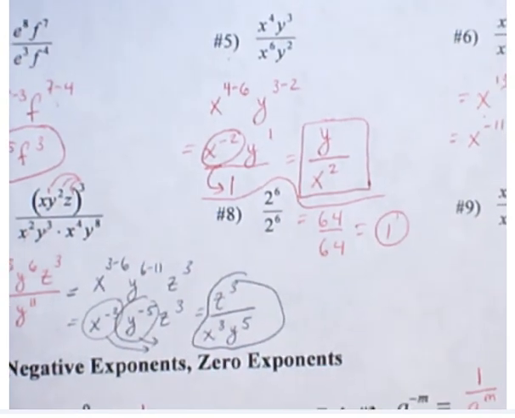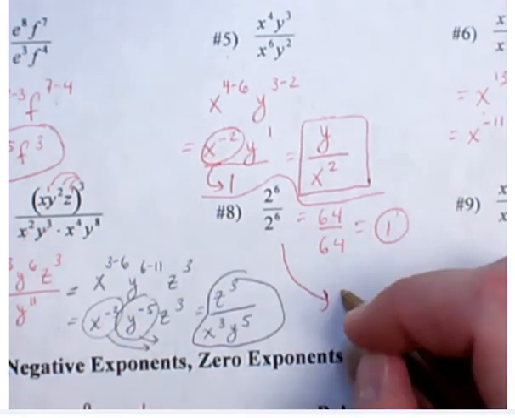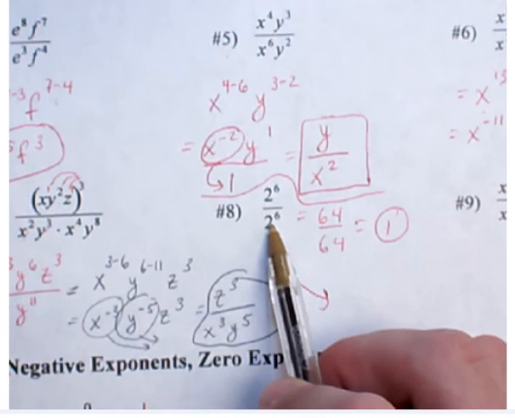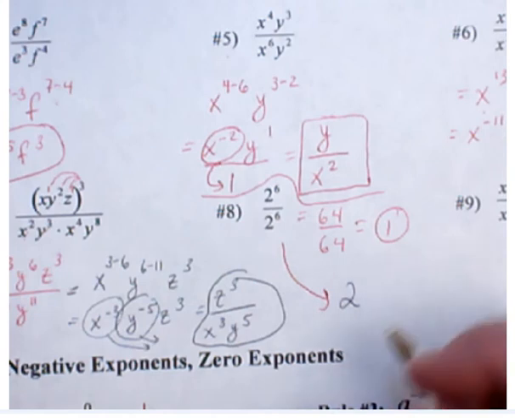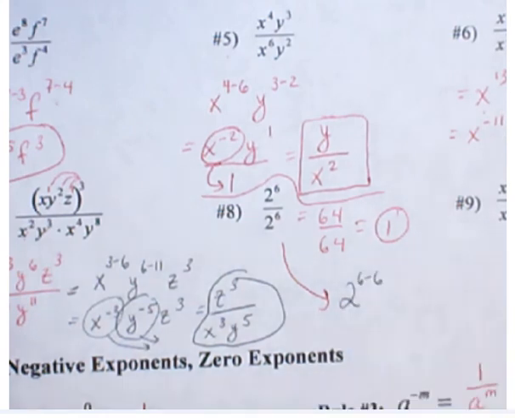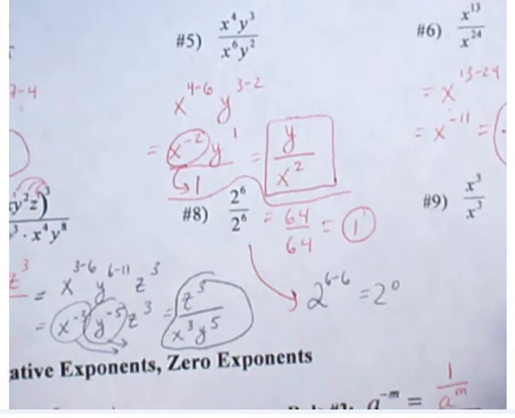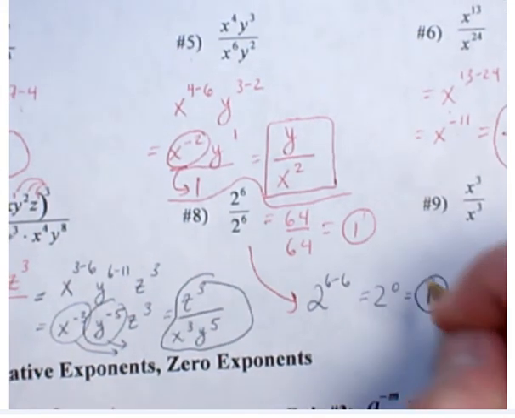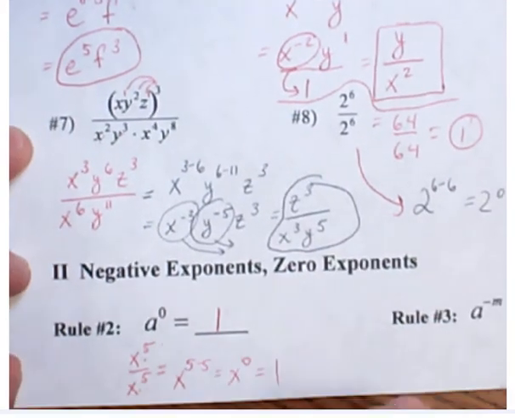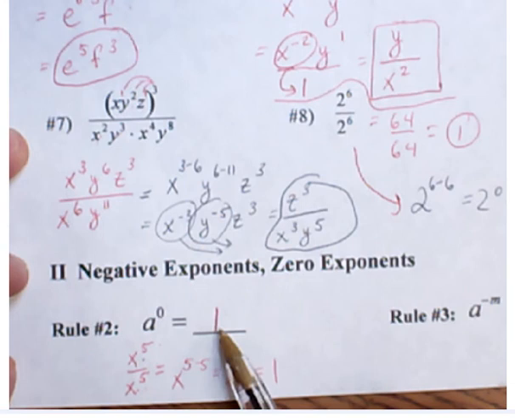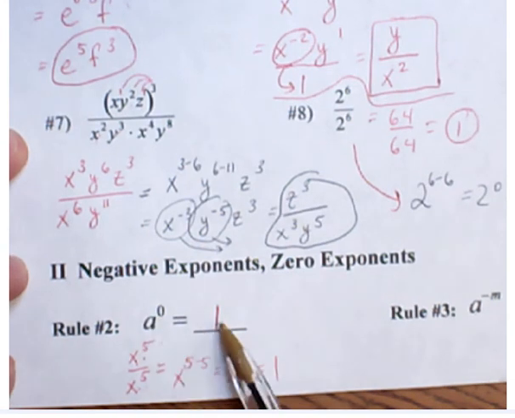But the other way to do this is you could say when you divide and the bases are the same, you keep the base and you subtract the exponents. And you get 2 to the 0, which is also equal to 1. Okay, and that's what's giving us this rule here at the bottom. A to the 0 is equal to 1. Anything raised to the 0 power is always going to give you a value of 1.